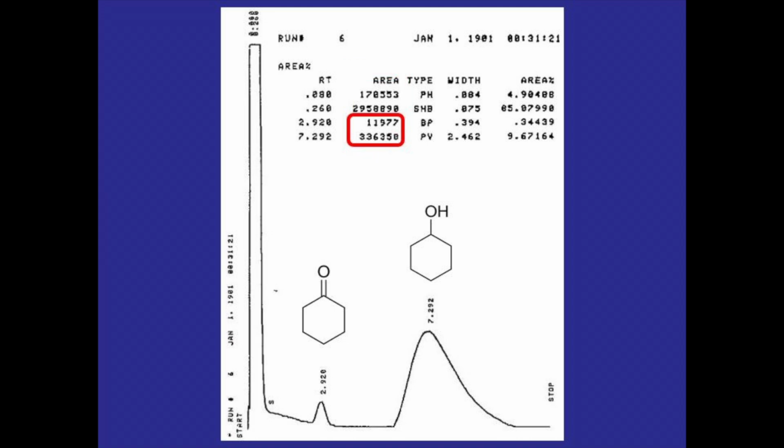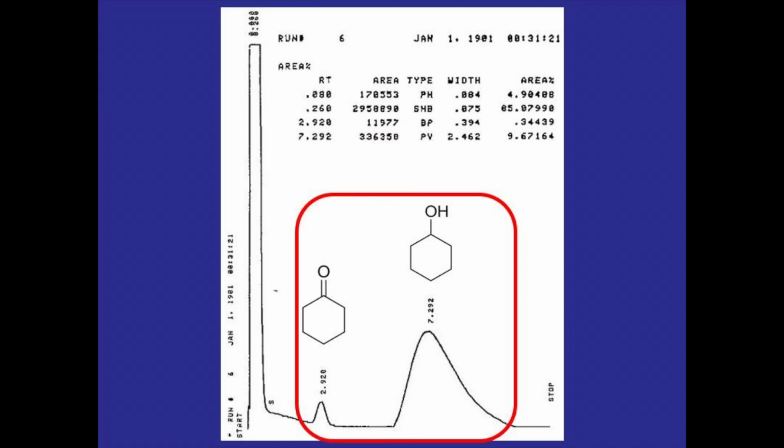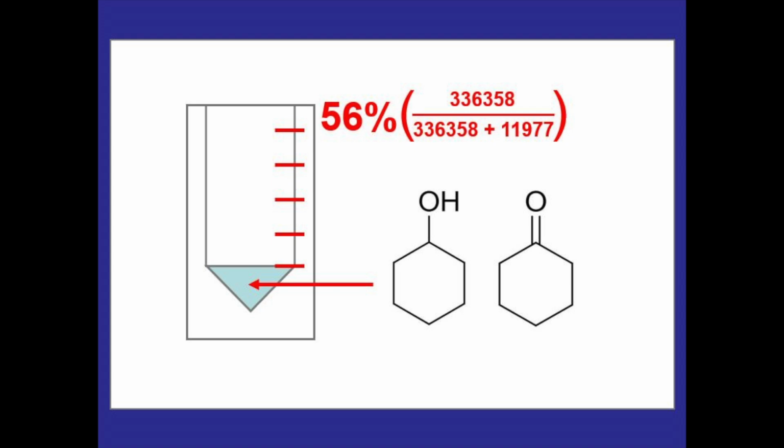So we only care about these two areas, and what we'll do is take the area of the product peak, which would be this number, and divide it by the total area of both peaks, which would be these two numbers added together. Then we'll take that ratio and multiply it by our original percent yield to get a corrected yield of 54%. So in this example, there wasn't a whole lot of contamination because the percent yield didn't change that much, but it can change more drastically depending on the data received from the chromatograph.